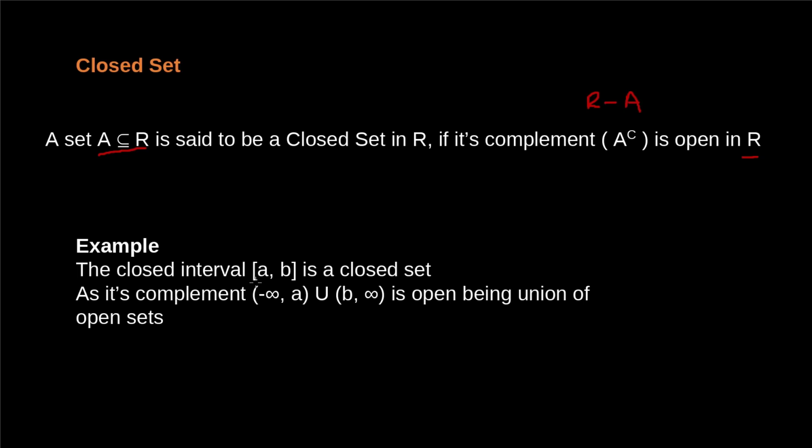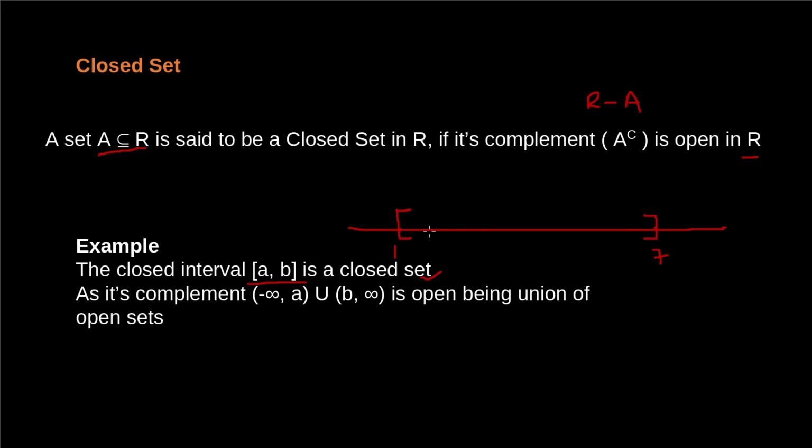And here we have a simple example: every closed interval is a closed set. Suppose we have a closed interval which ranges from 1 to, let's say, 7. So this is a closed set, or we can say that it is not open, because not all of its points are interior points.